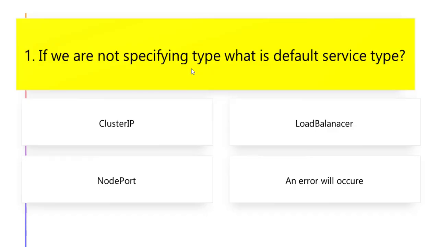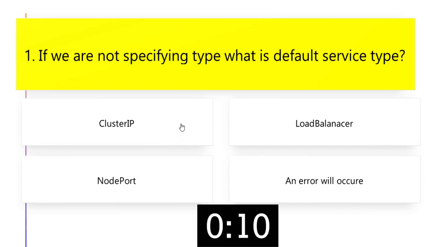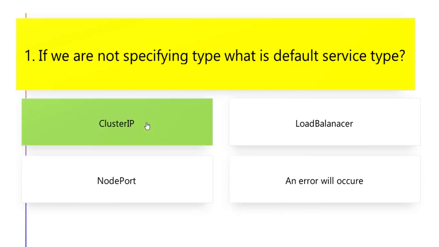Our first question is, if you are not specifying the type, what is the default service type? We have these four options: ClusterIP, LoadBalancer, NodePort, or maybe an error will occur. You have 10 seconds and your time starts now. Okay, so the correct answer is ClusterIP. Now moving to the next question.